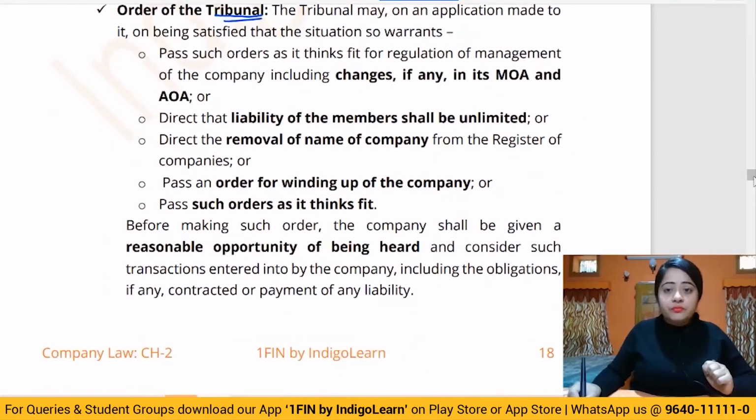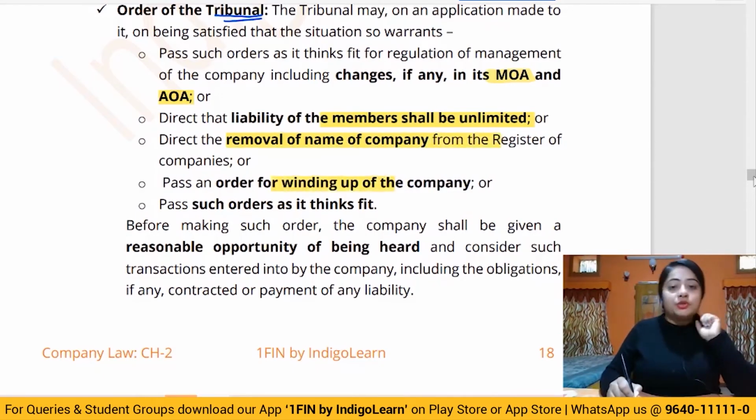If any application is made to the tribunal stating that the company was created because of fraudulent information, then the tribunal can ask the company to change its memorandum or articles. The tribunal also has the power to make the liability of the members unlimited. The company's name can also be removed from the register of companies. The company can be wound up. The company can be given other suitable orders also.